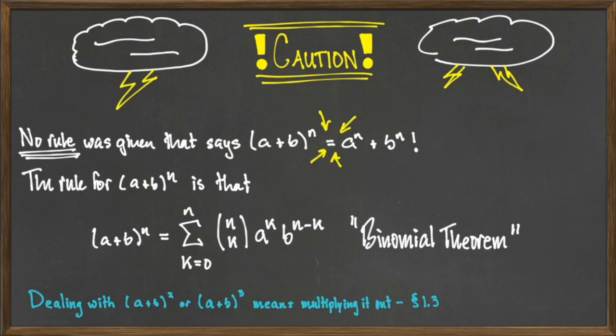A way to justify this to yourself is that whenever I'm dealing with terms like a plus b to the second or to the third power, it typically means multiplying this out or foiling out. And we'll see how to deal with expressions like this in section 1.3. But the moral of the story is that exponents do not distribute over sums of terms.